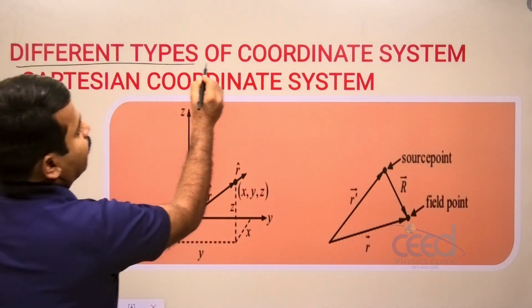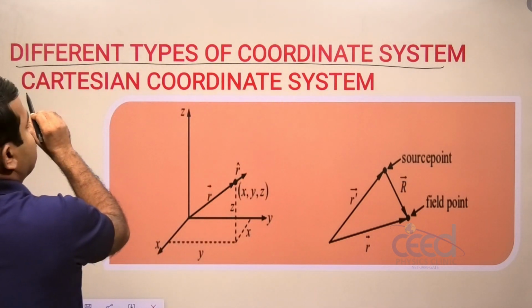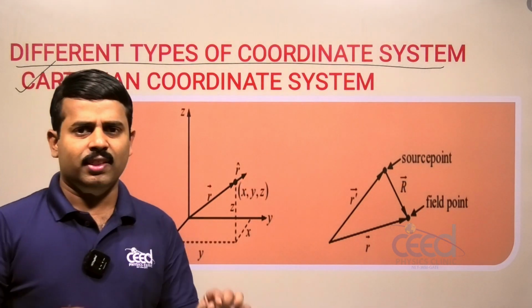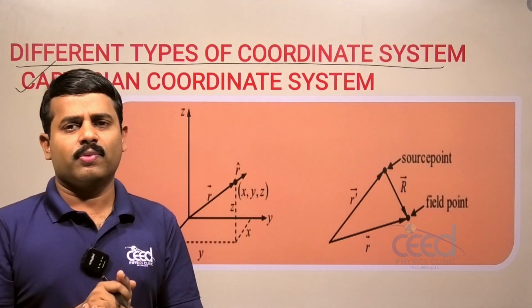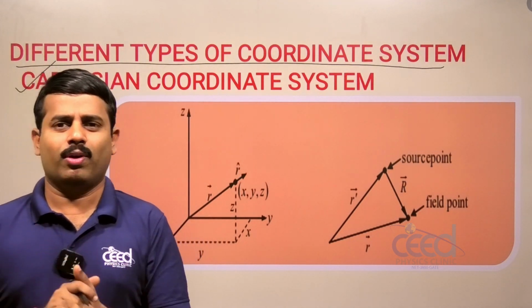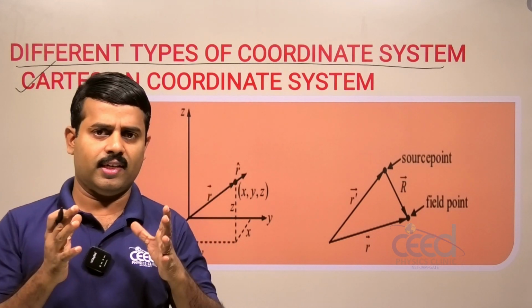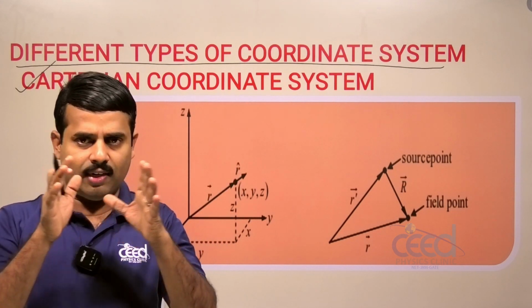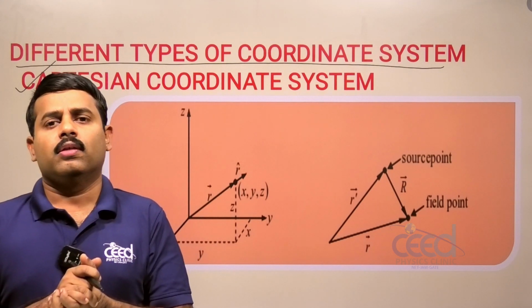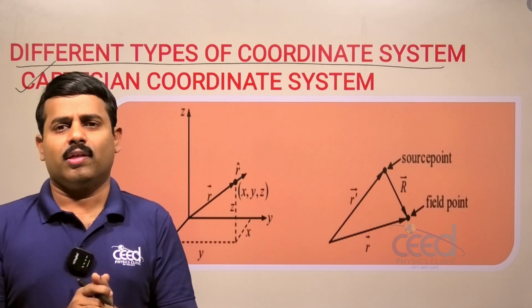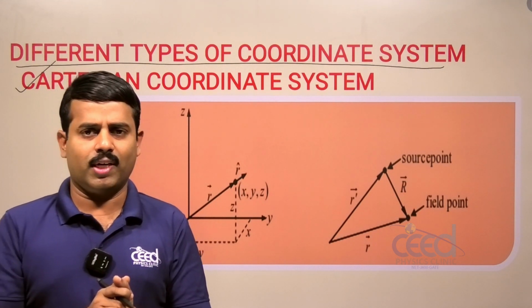Different types of coordinate systems, right? So today we are focusing on the Cartesian coordinate system, the commonly used coordinate system. So you know what the x-axis, y-axis, z-axis are in a three-dimensional event description. We usually use a three-dimensional coordinate system, right?